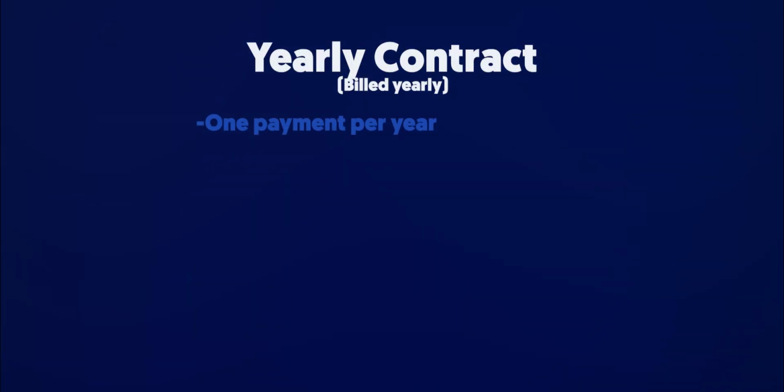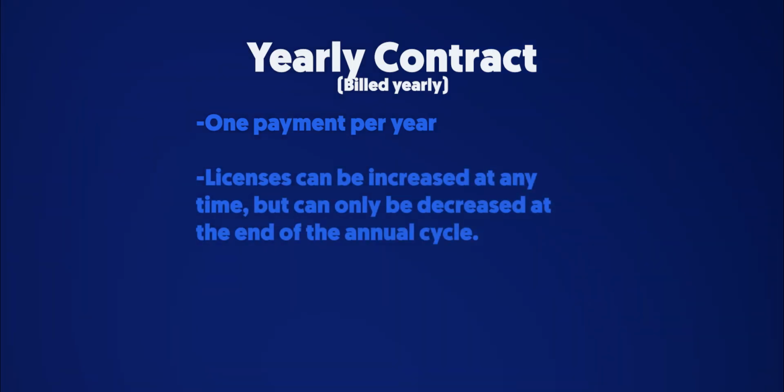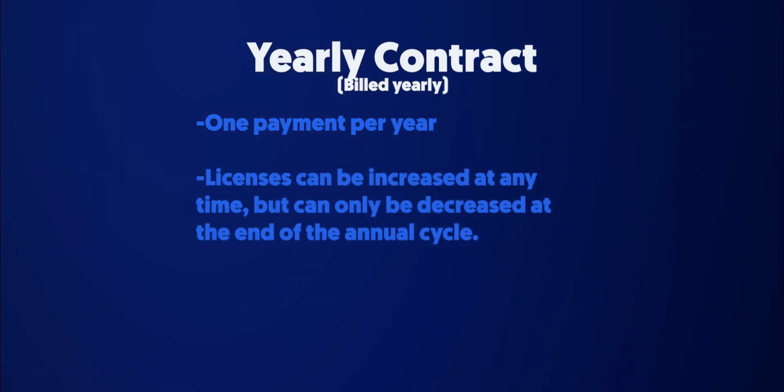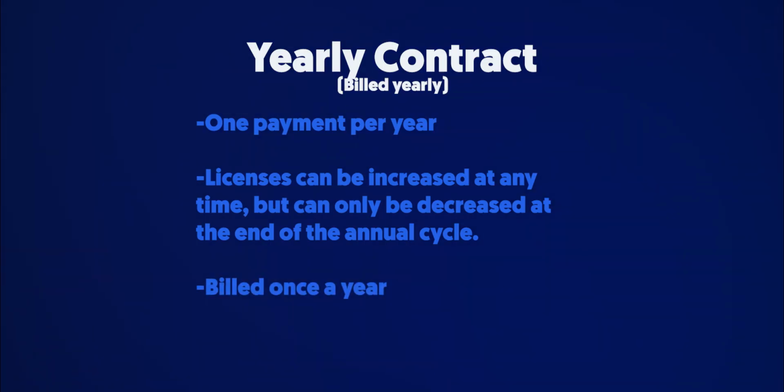For a yearly contract with yearly billing, you make a single payment per year. You can add more users at any time, but you can only reduce them in your next yearly billing cycle. In this case, the invoice is generated once a year.